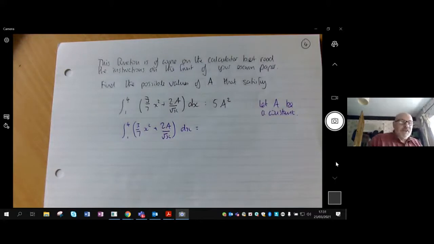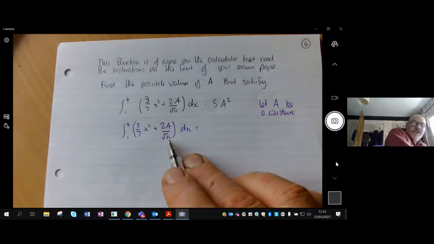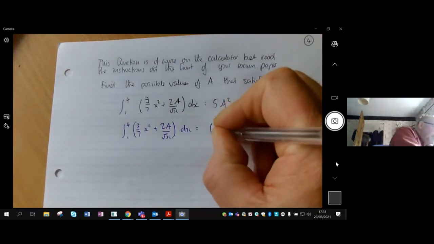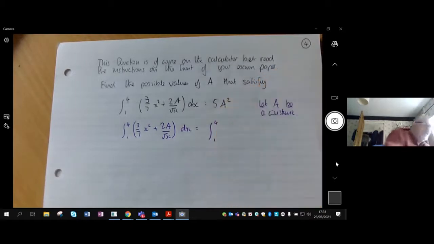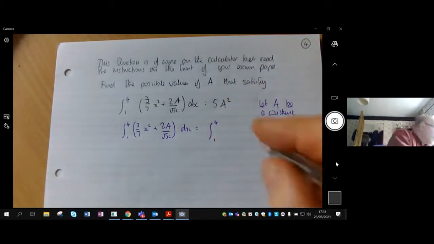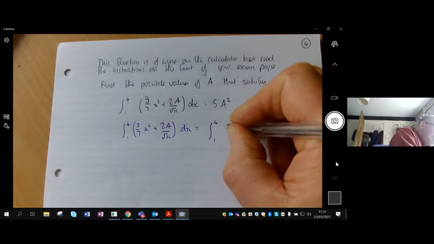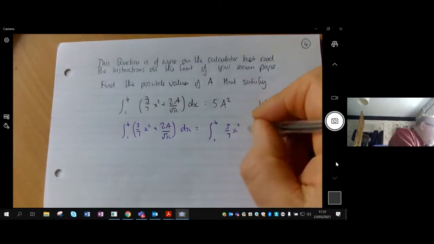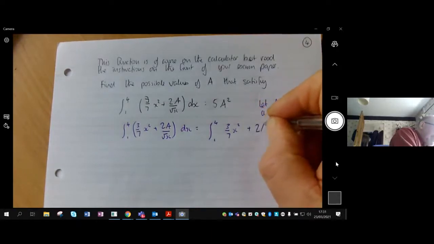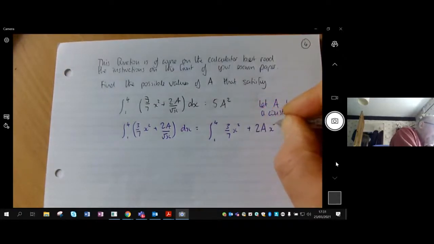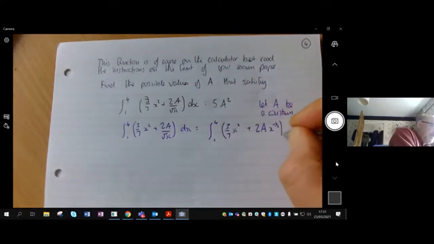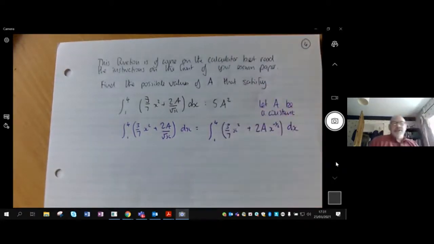Now, can I integrate that? No, because that is not a power. So I need to do some algebra first. I haven't integrated yet, so I intend to integrate it at some stage. The first bit is dead easy. 3 over 7 x squared plus 2 a x, so minus half, and I'm integrating the whole thing with respect to x.